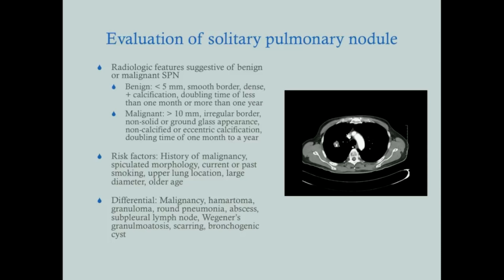Then, of course, there are the risk factors, and that's going to be important when you approach these questions on boards. So if there's a previous history of malignancy, if it's spiculated, kind of like little spikes coming out on the edges of the lesion, if the patient is a current or past smoker, if it's located in the upper lung areas, if it's a larger diameter, or if the patient is old. I would say out of all of these, you really got to look at old age and smoking history. Those are the two big ones.